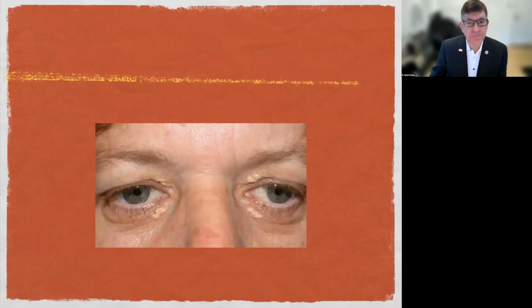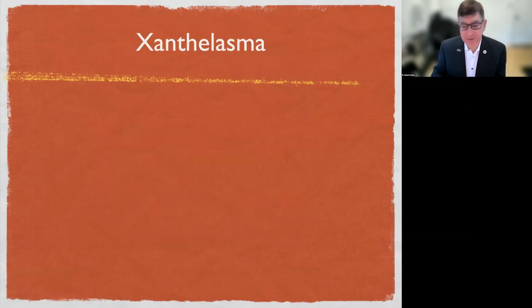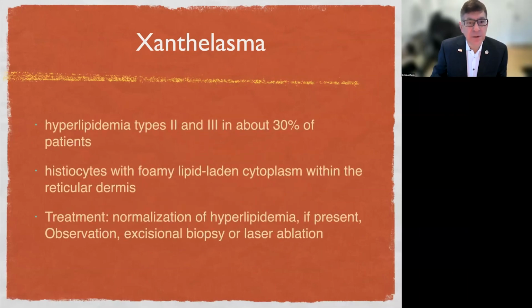How about this one? I would describe these lesions that affect both eyes as well circumscribed, mildly elevated yellow plaques. And probably most of you can identify those as xanthelasma. This is caused by hyperlipidemia types 2 or 3 in about 30% of patients, although most of them don't have that disease. They are histologically histiocytes with foamy lipid-laden cytoplasm within the reticular dermis. And the treatment is normalization of hyperlipidemia if it's present. These can be safely observed, or excised for biopsy, or even ablated with a laser.